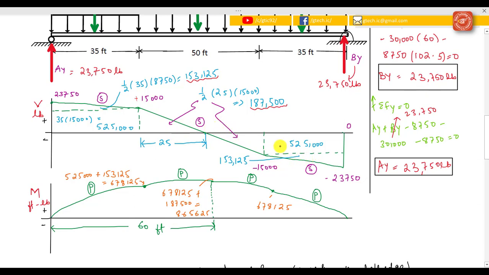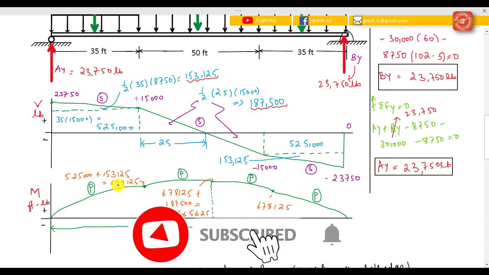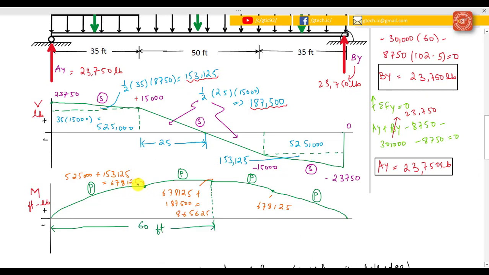And then move to the bending moment diagram starting from 0. The first point is here, and this point value is 6,78,125 pound-feet, and this value comes from summing these two areas, that is 5,25,000 plus 1,53,125, and the result would be 6,78,125.